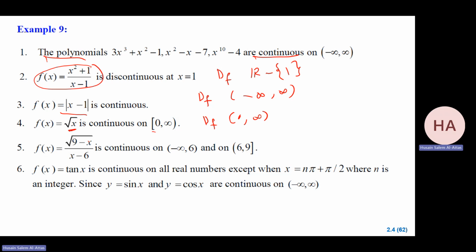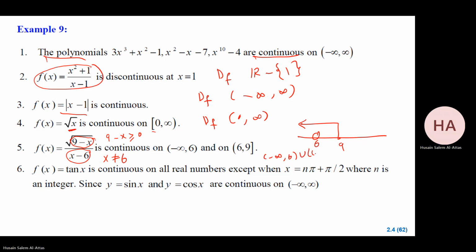This one, I sometimes need to do some calculation. This one, I need to be non-negative. Also, I need x not equal to 6. So if I combine this, I have x less than or equal to 9 and not equal to 6. So it is from minus infinity to 6, open, then 6 to 9, closed.